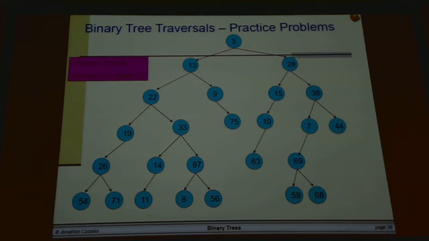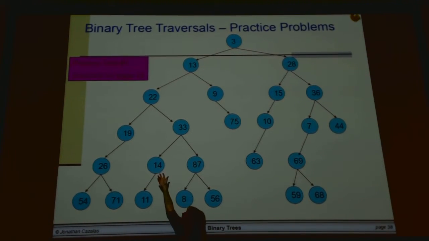So now we're going to do our 11. There's no left. If I print my 11, what do I print next? 14. The 14, because we're doing in order. In order says print my left, my root, and then my right. So now we can print our 14. Does 14 have a right? No. So we're done with it, correct?